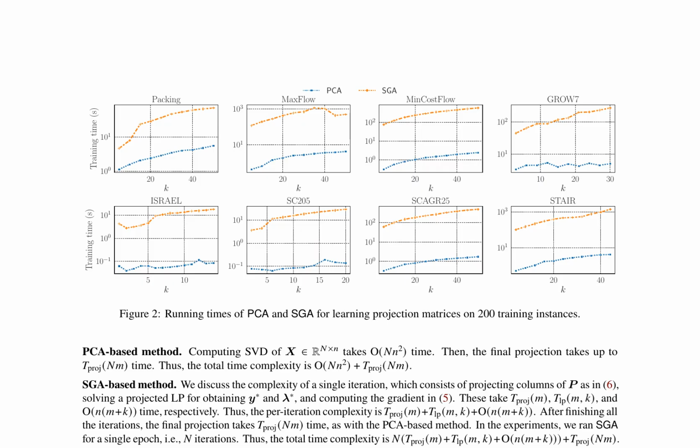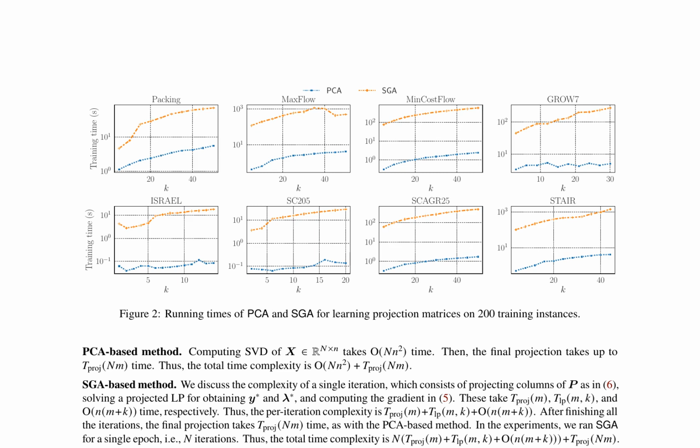The time complexity of two methods for learning projection matrices, PC-based and SG-based, is discussed in this text. For the PC-based method, computing the SVD of X takes O(n n^2) time, followed by a final projection that takes up to t_proj(n, m) time. This results in a total time complexity of O(n n^2) plus t_proj(n, m).